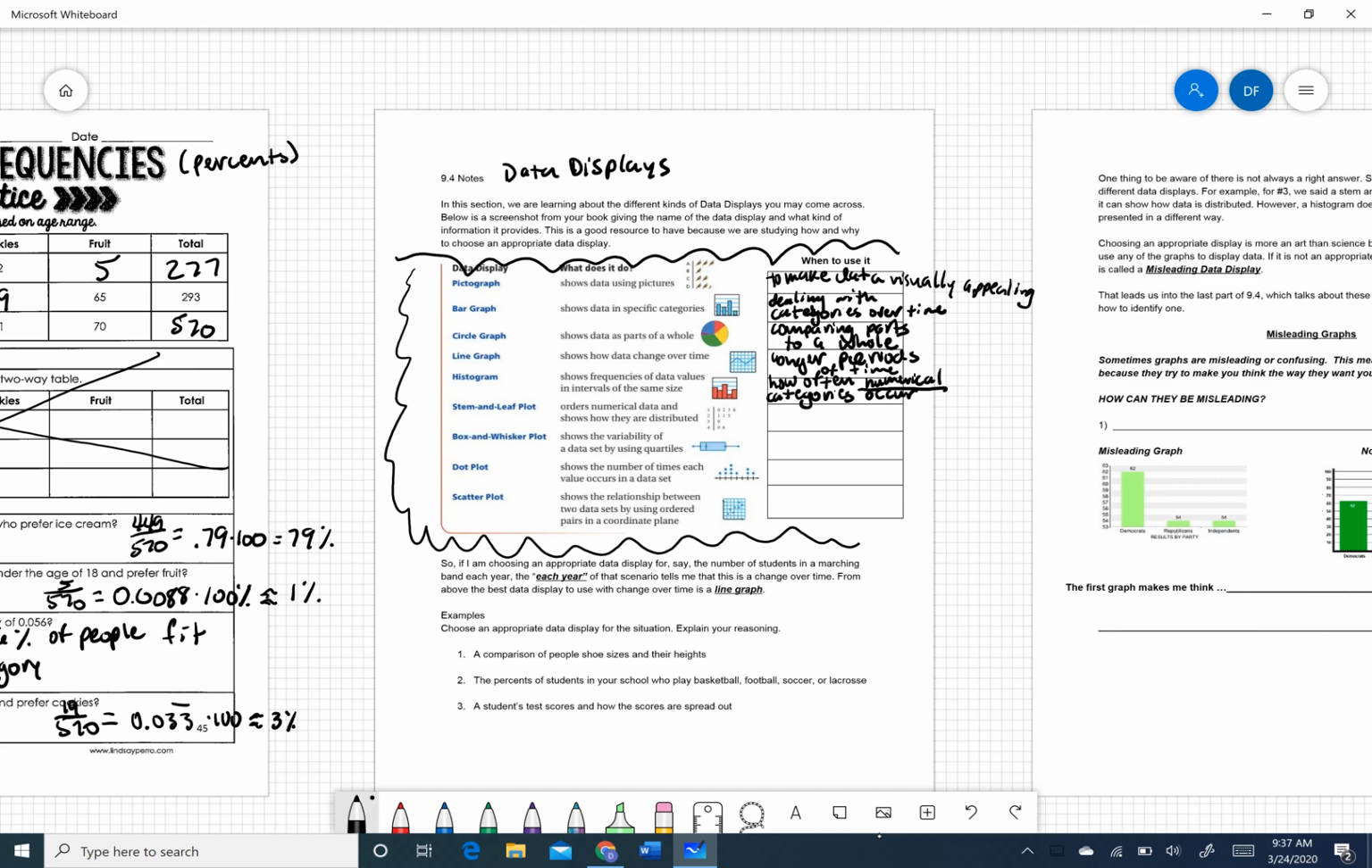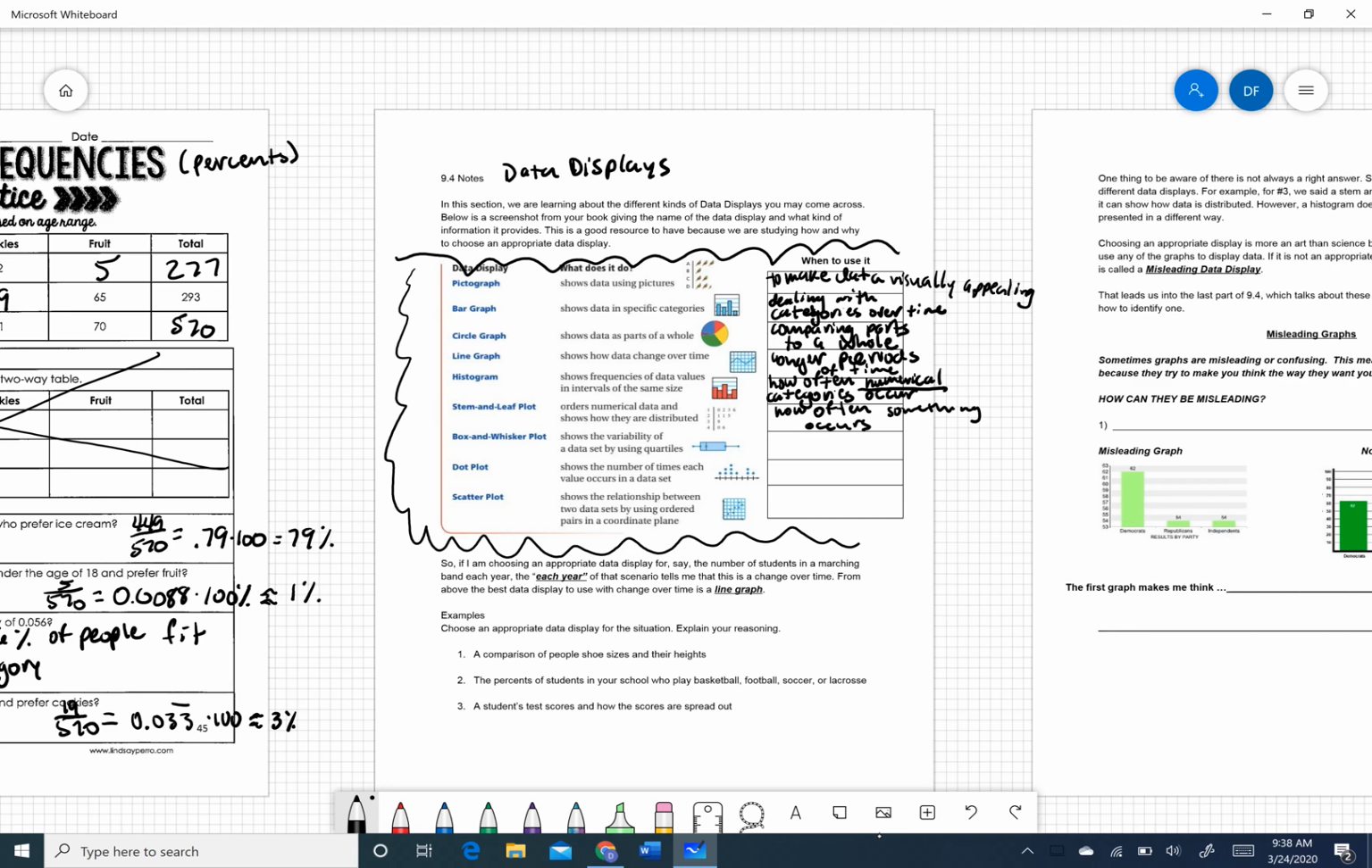All right. Next, we have a stem and leaf plot, and so this shows the orders of numerical data and shows how they are distributed. So this is also showing how often something occurs. Right? And so you can also use the same data that you would use for a histogram in a stem and leaf plot, right? So they're both the same type of idea of showing how often something occurs, right?